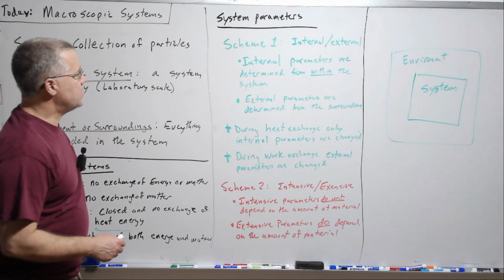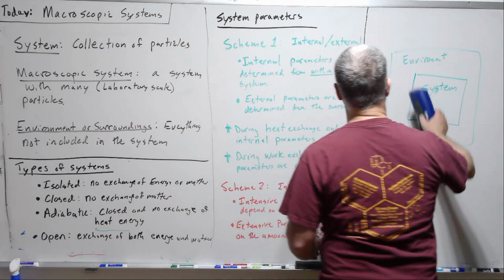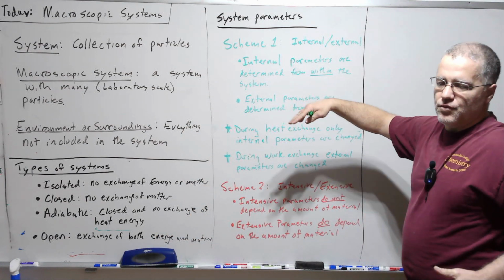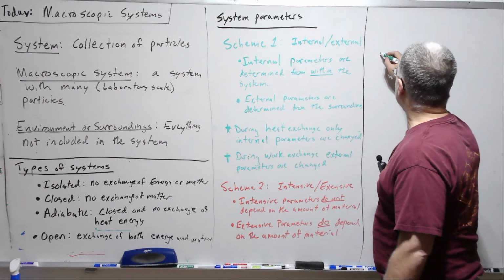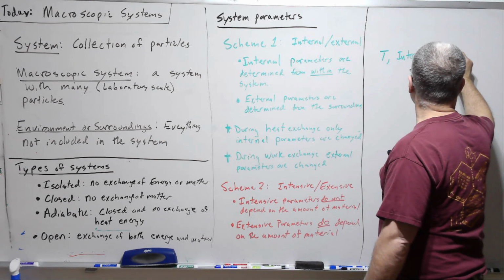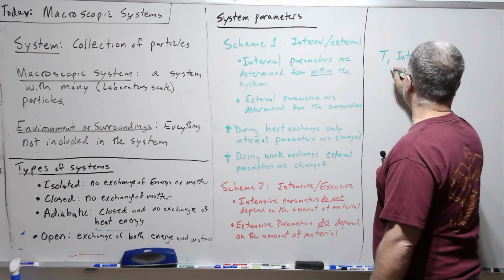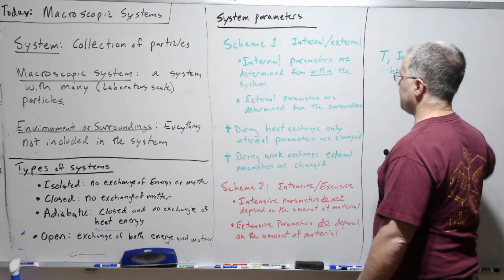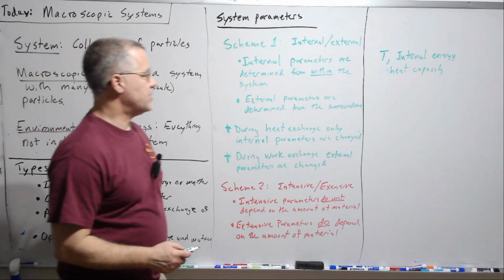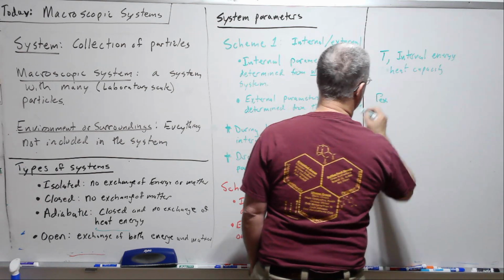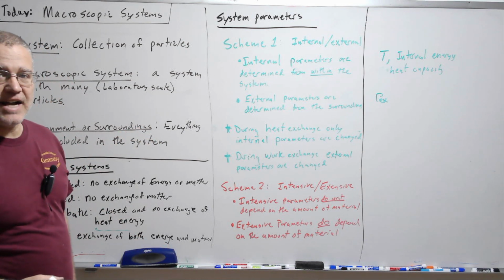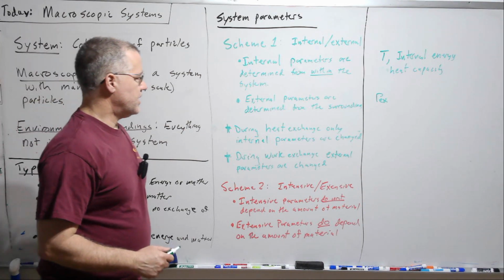All right, so the first scheme is to categorize parameters as internal or external. An internal parameter is determined solely by what's within the system. An example here would be temperature, internal energy, heat capacity, internal pressure. External parameters are determined by the surroundings. So this could be external pressure, that's an important one. So P external, or an external field, so the voltage across a capacitor, like we learned about last lecture, would be an external parameter.